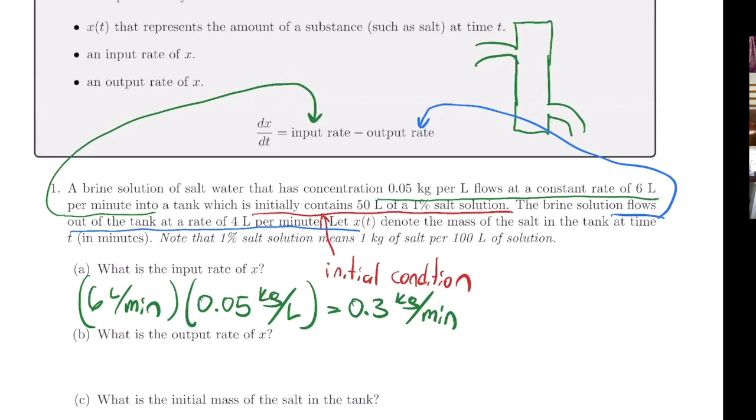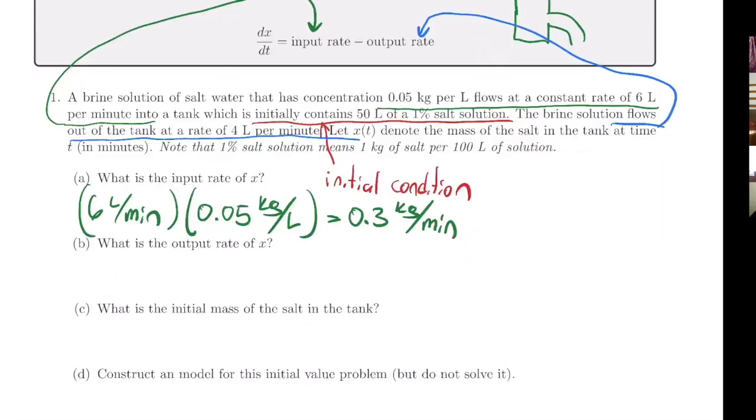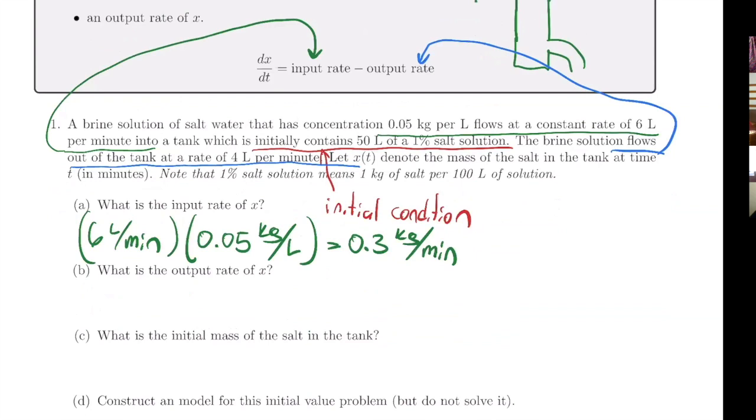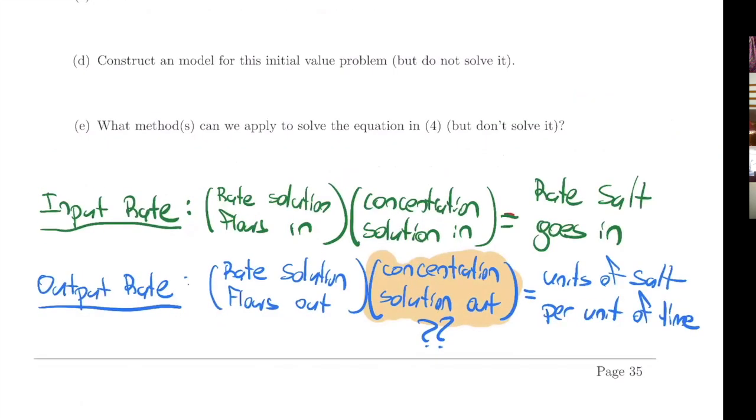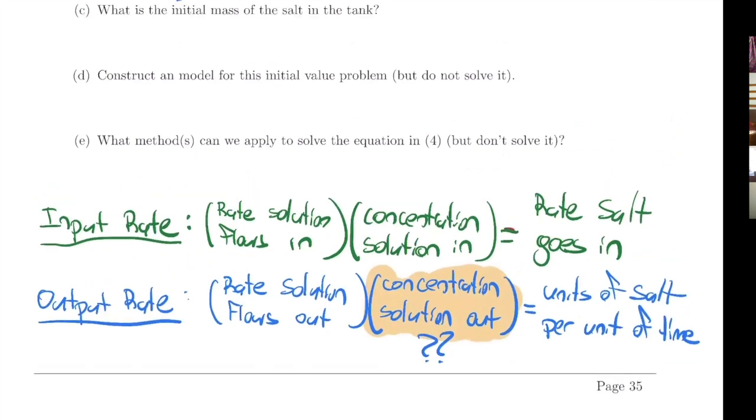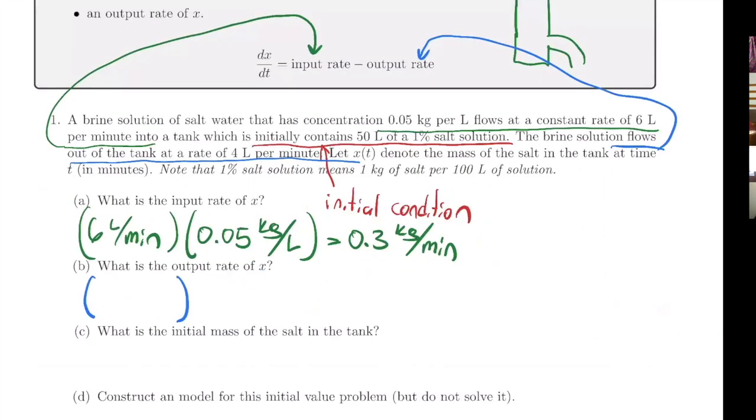Any questions? And so I think it's good to keep in mind what's the general picture here. Like, what are we doing in this problem and how could we extend this in general to other sorts of problems like this? Okay, and then for the output rate, if we do a similar sort of thing, what's the rate that the solution is flowing out of the tank? Four liters per minute. Yeah, so that's going to be 4 liters per minute.